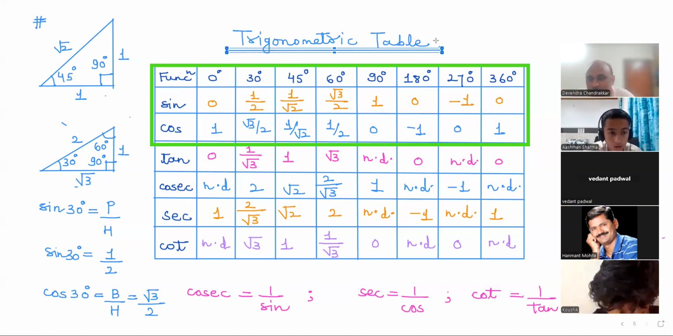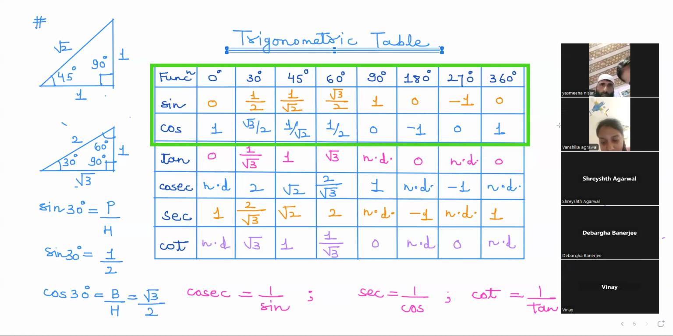ठीक है? हाँ, वंशिका समझ आ रहा है बेटा? Yes. अच्छा, we have Yasmina also. Yasmina, you understood or not? समझ आया आपको बेटा? आप देर से आए थे?